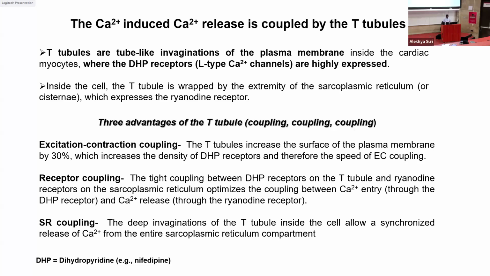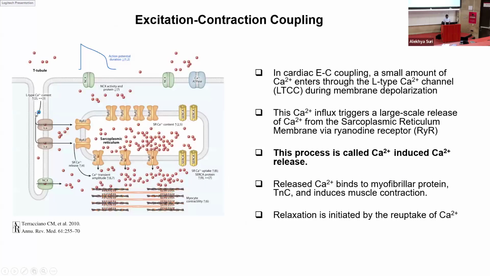So why is it important? If you look at the previous image, this is the L-type calcium channel, which is located in the T tubules, and this is the ryanodine receptor, which is located in the sarcoplasmic reticulum. So they are located in very close vicinity.